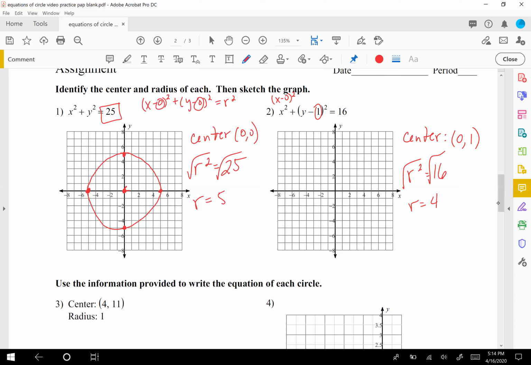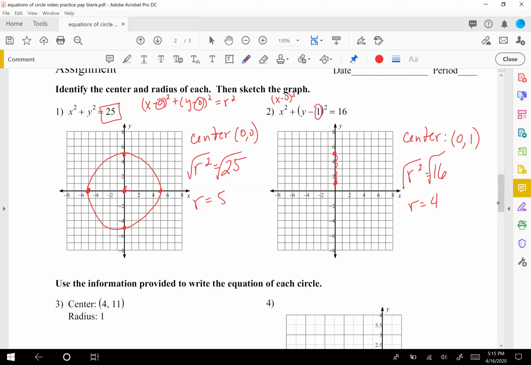So I go here, center is at 0, 1. That's 0 in the x direction, but 1 in the y direction. And now my radius is 4. So I start at my center and count out 4 in each of the 4 main directions. So go up 1, 2, 3, 4.